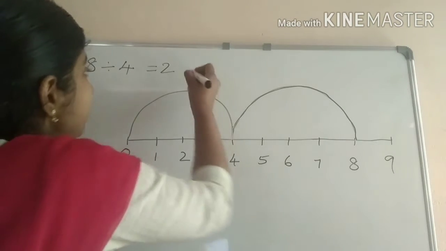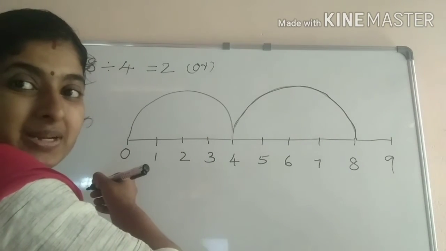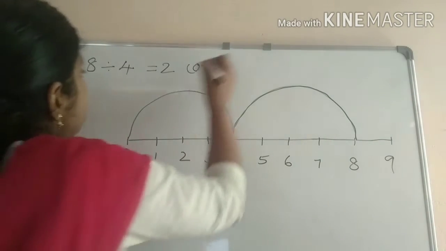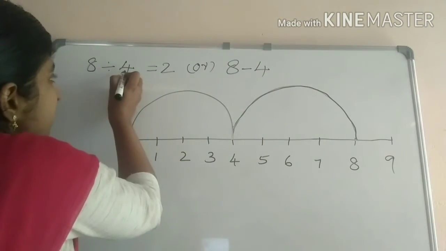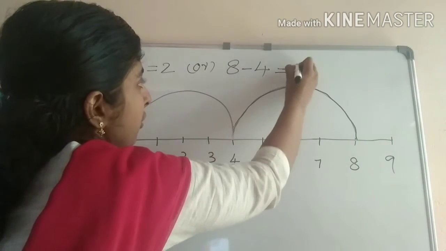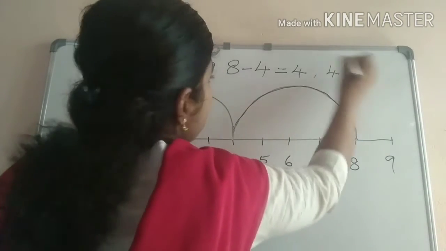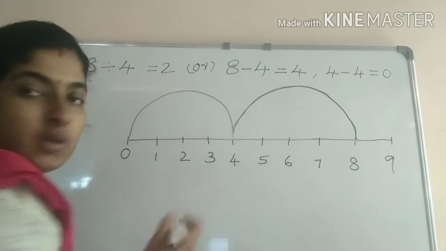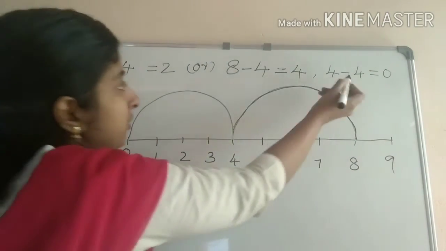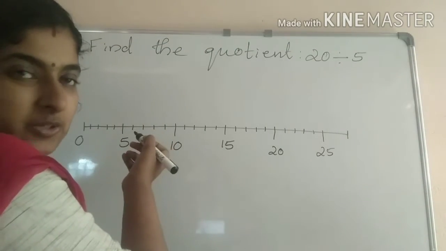In the first method, the repeated subtraction method, 8 minus 4, dividend minus this divisor, is equal to 4. Again, this 4 minus divisor 4, the answer is 0. Here also there are 2 times subtraction, 1, 2. The answer is 2.